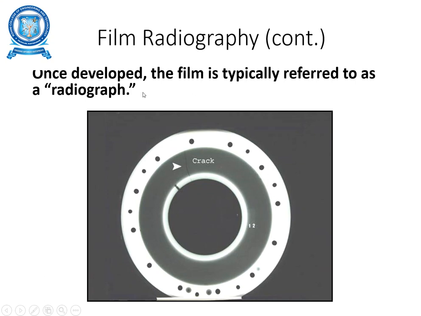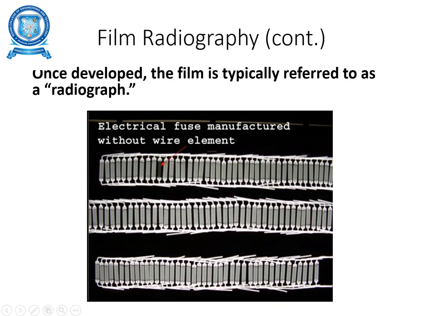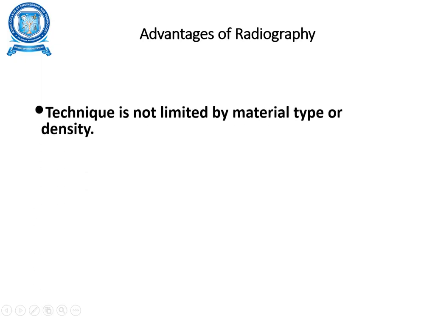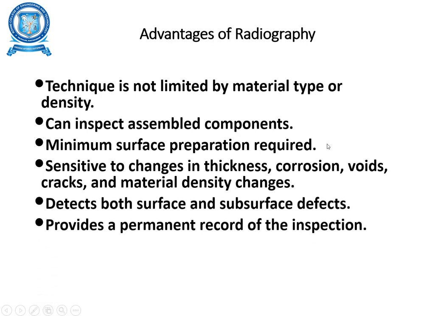Once a film is developed, it is referred to as a radiograph. Here you can find the defects in this component. It has been marked, and this is actually an electrical fuse manufactured with a wire element, which has been recorded in the film.